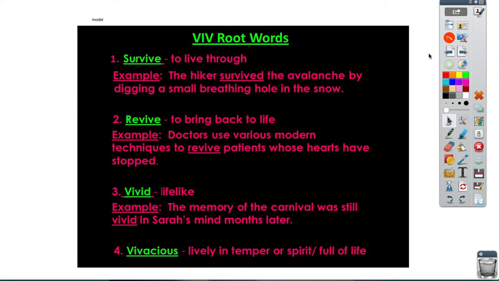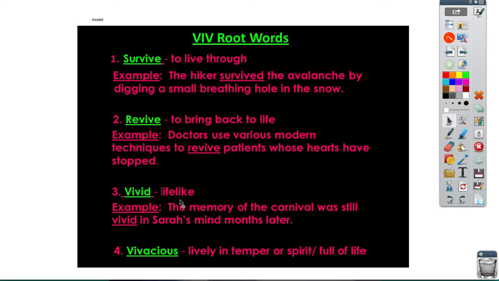Let's take a look at the word root viv, V-I-V. As I show you guys these examples, ask yourself, what do they all have in common with their definition? Because that is what the word root viv means. Here we go. Let's take a look. Survive, to live through. The hiker survived the avalanche by digging a small breathing hole in the snow. Revive, to bring back to life. Doctors use various modern techniques to revive patients whose hearts have stopped.